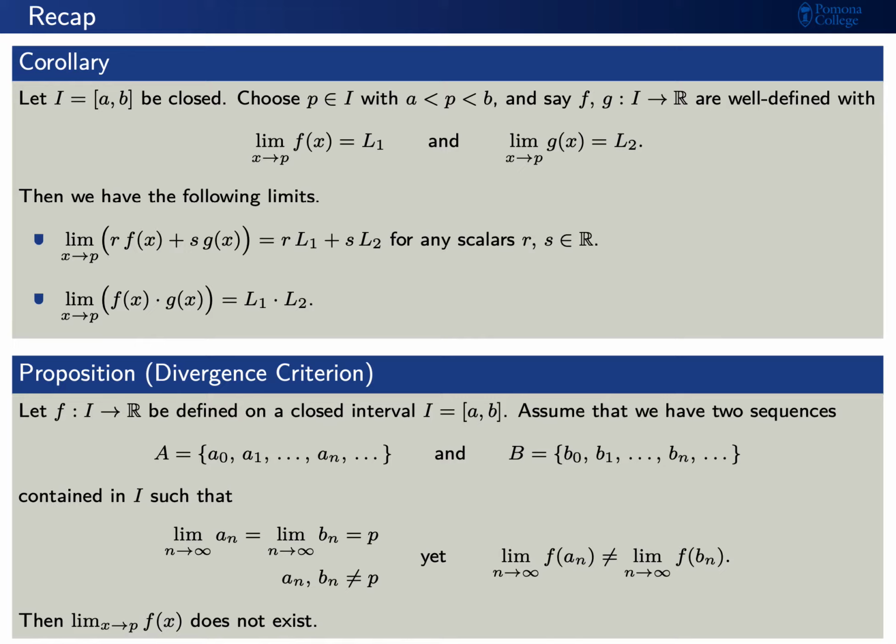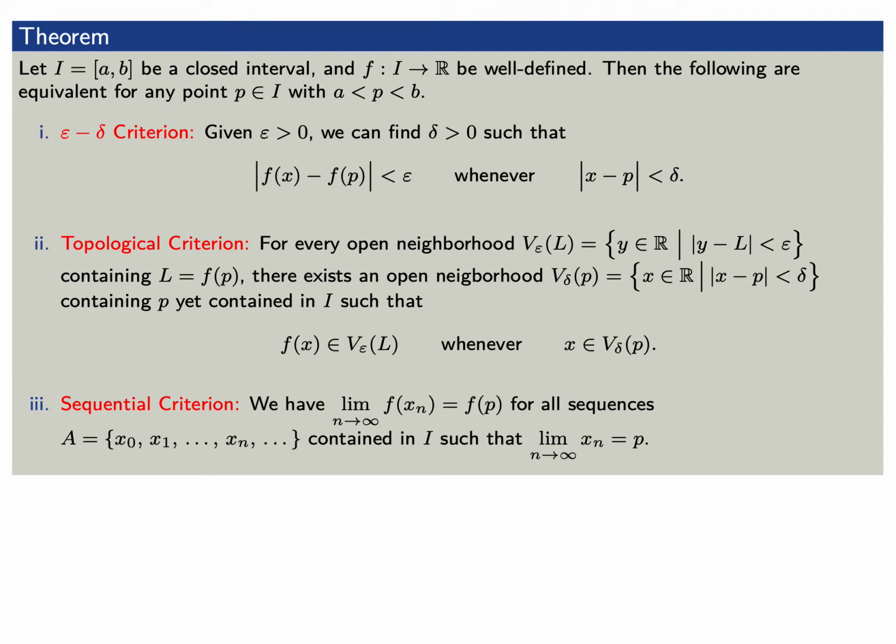Second, no a sub n and no b sub n equals P. And third, the limit as n increases without bound of f of a sub n is different from the limit as n increases without bound of f of b sub n. Then the limit as x tends to P of f of x does not exist. We're going to use all of this so that today we can discuss continuity, but do it in a slightly different way. Our main theorem is as follows.